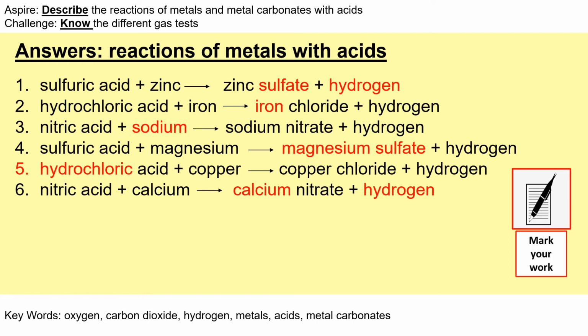We've then got hydrochloric acid plus copper will give us copper chloride plus hydrogen. Again, hydrochloric acid will give us the chloride part, and the copper has come from the metal. And the last one, nitric acid plus calcium gives us calcium nitrate plus hydrogen. Again, the calcium has come from the metal part, and the nitrate because it's reacting with nitric acid.